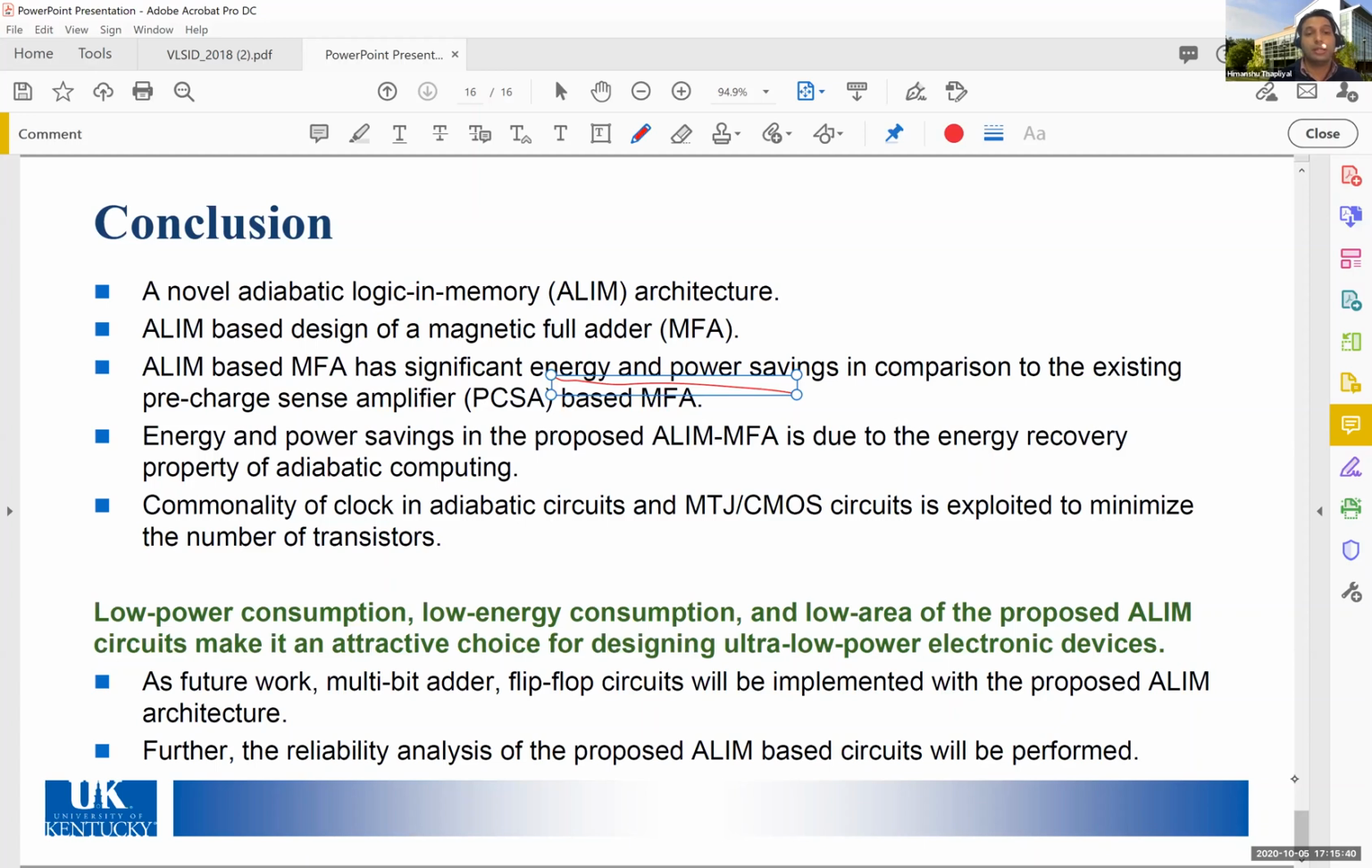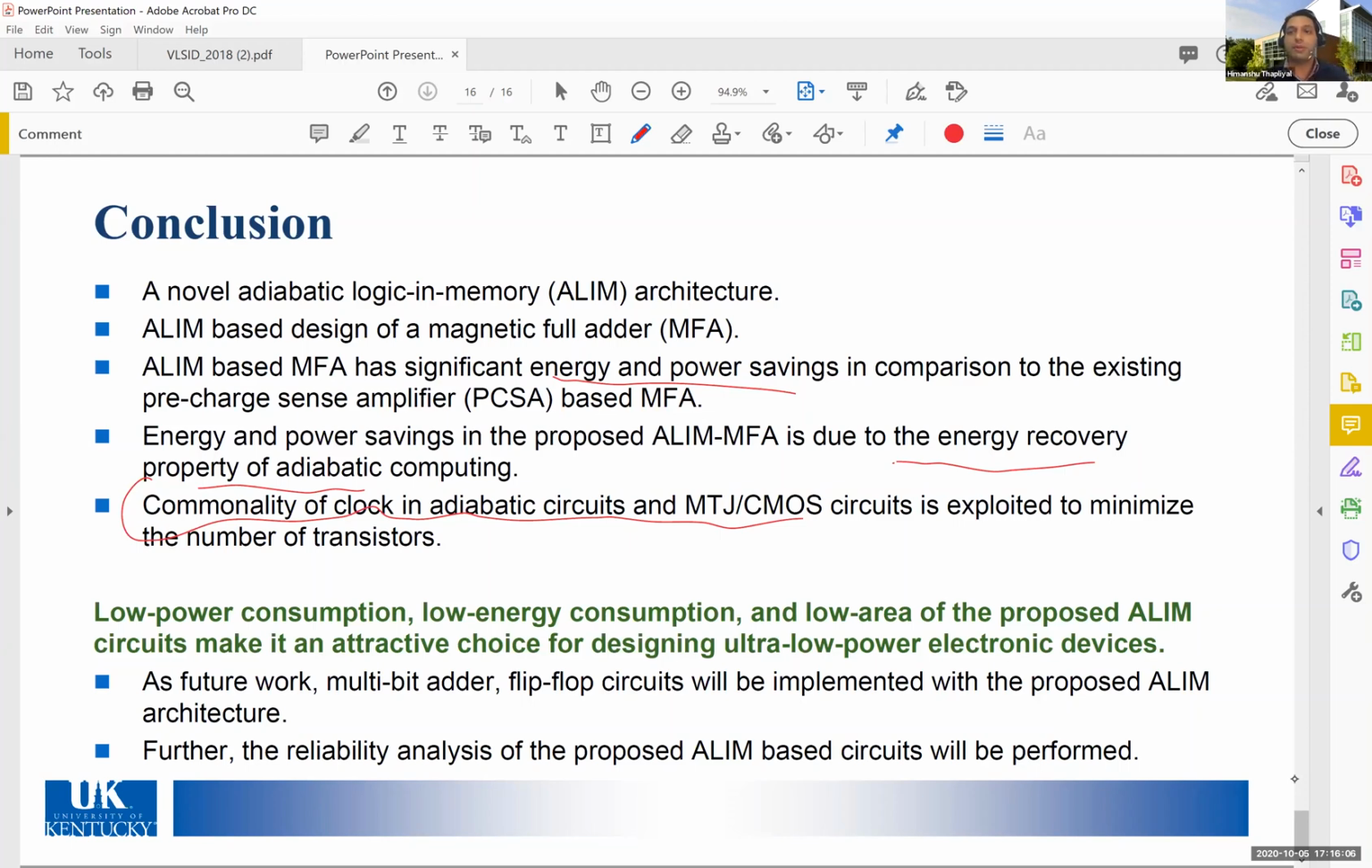Moreover, why we have the low power characteristic is because we are using the energy recovery property of adiabatic computing. Moreover, since we are able to utilize the commonality of the clock in adiabatic circuits and MTJ CMOS circuits, our circuit also has fewer transistors. So these types of designs can be used for low power, low energy applications.